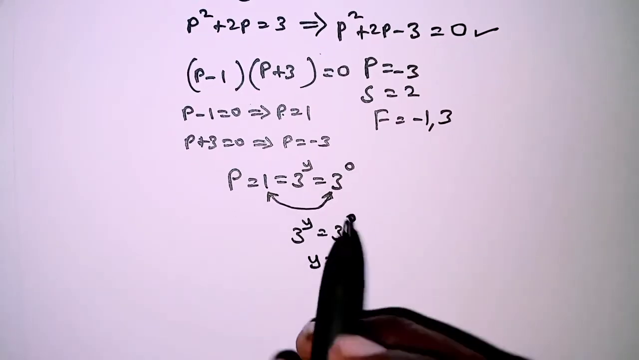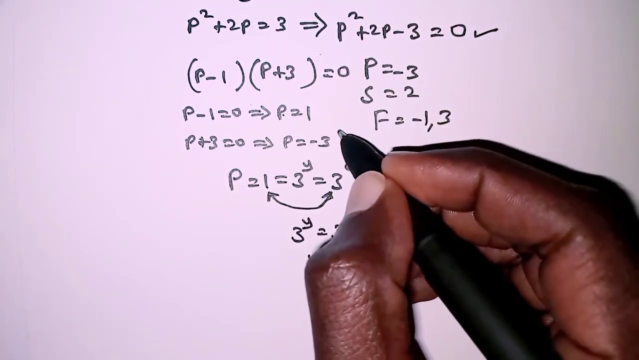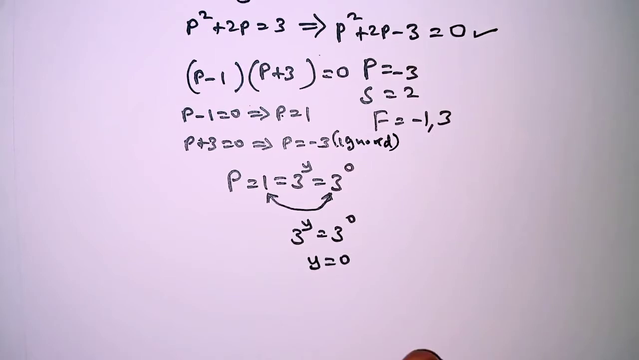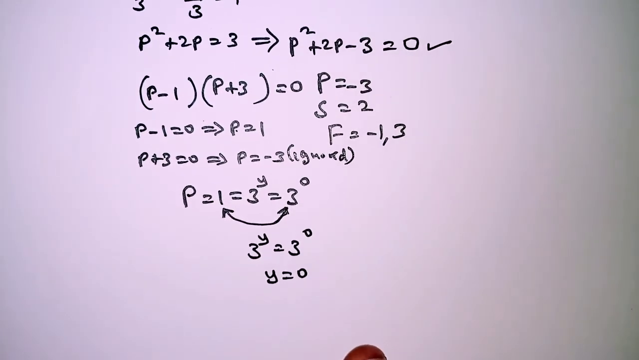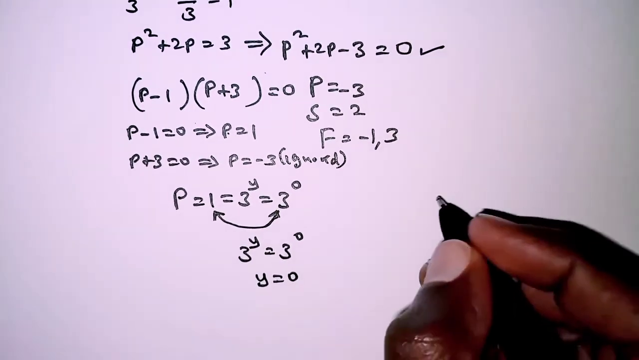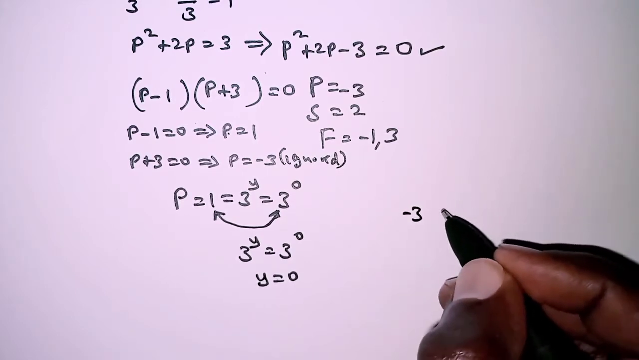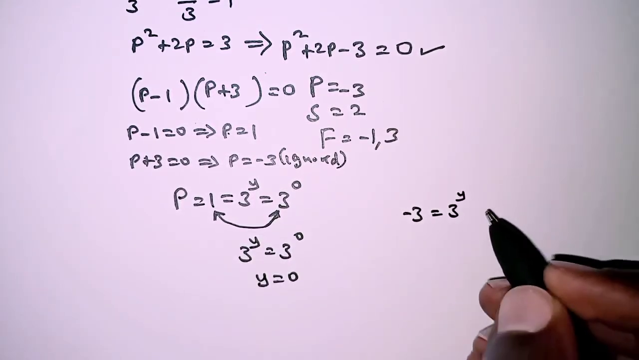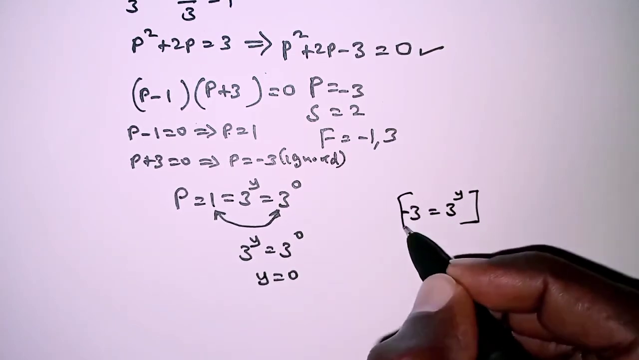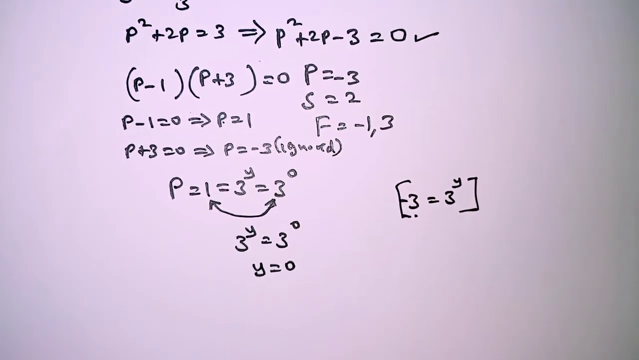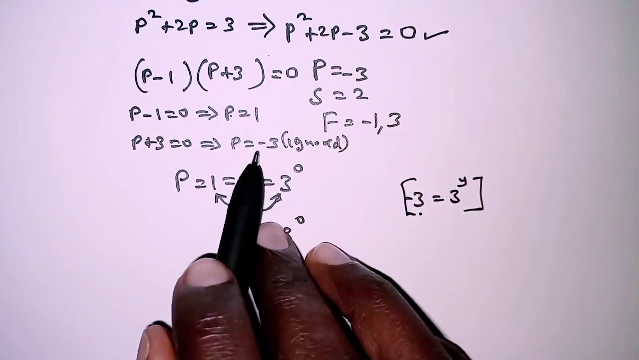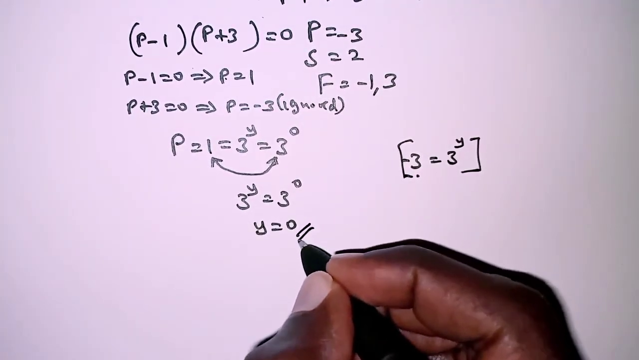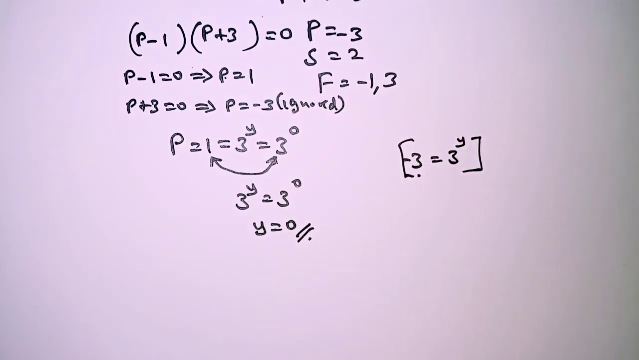But for the other case, we ignore it because it will not give us the desired result. For example, if we take negative 3 and equate it to 3 power y, this would not work. So we simply ignore negative 3. So the value of y is 0.